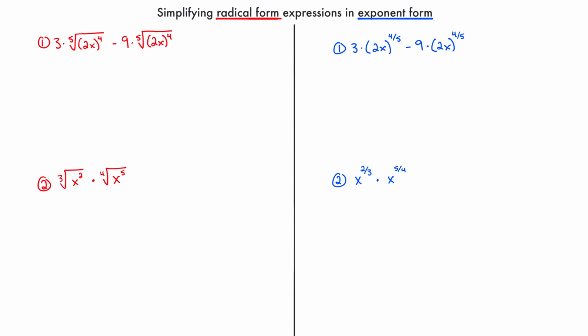If you have 3 times the 5th root of the quantity 2x quantity to the 4th power minus 9 times the 5th root of the quantity 2x quantity to the 4th power. What I told you previously is you can only add and subtract 2 terms that have radicals if the indexes of the radicals are the same and the parts underneath the radical are the same. In problem number 1, they are. They're both the same type of radical. So I could imagine that as 3x minus 9x, which leaves me with negative 6 times whatever the radical is.